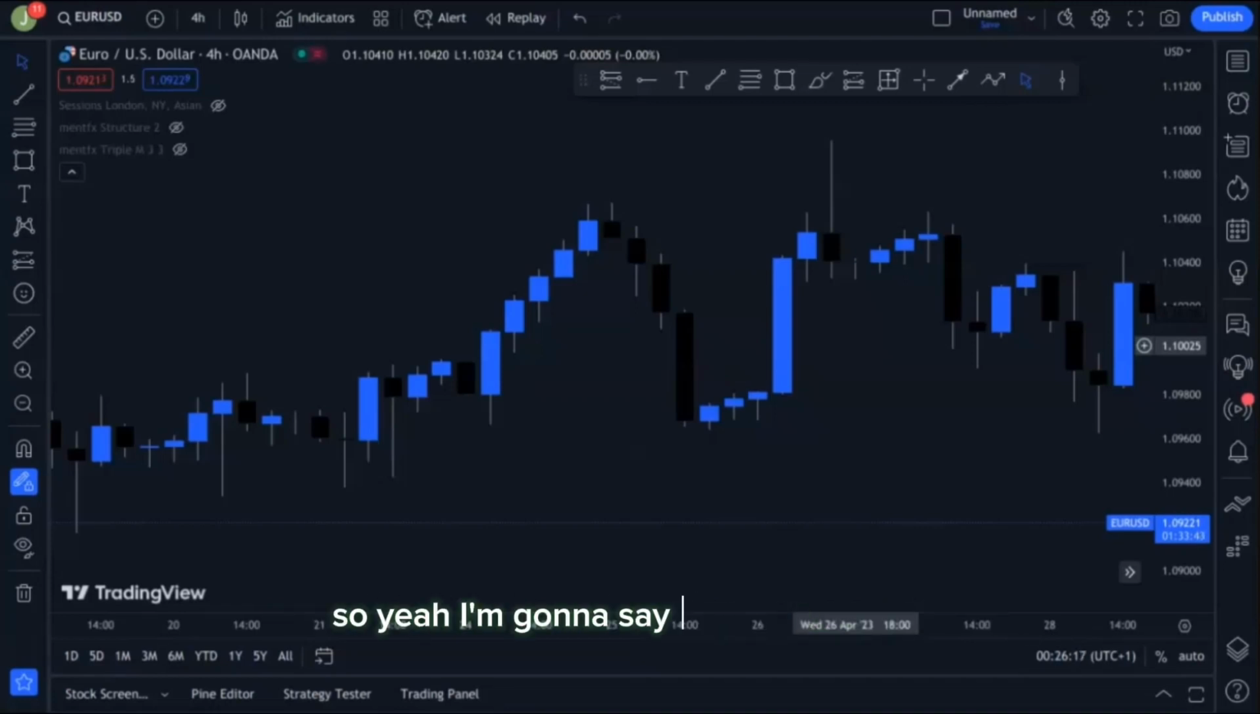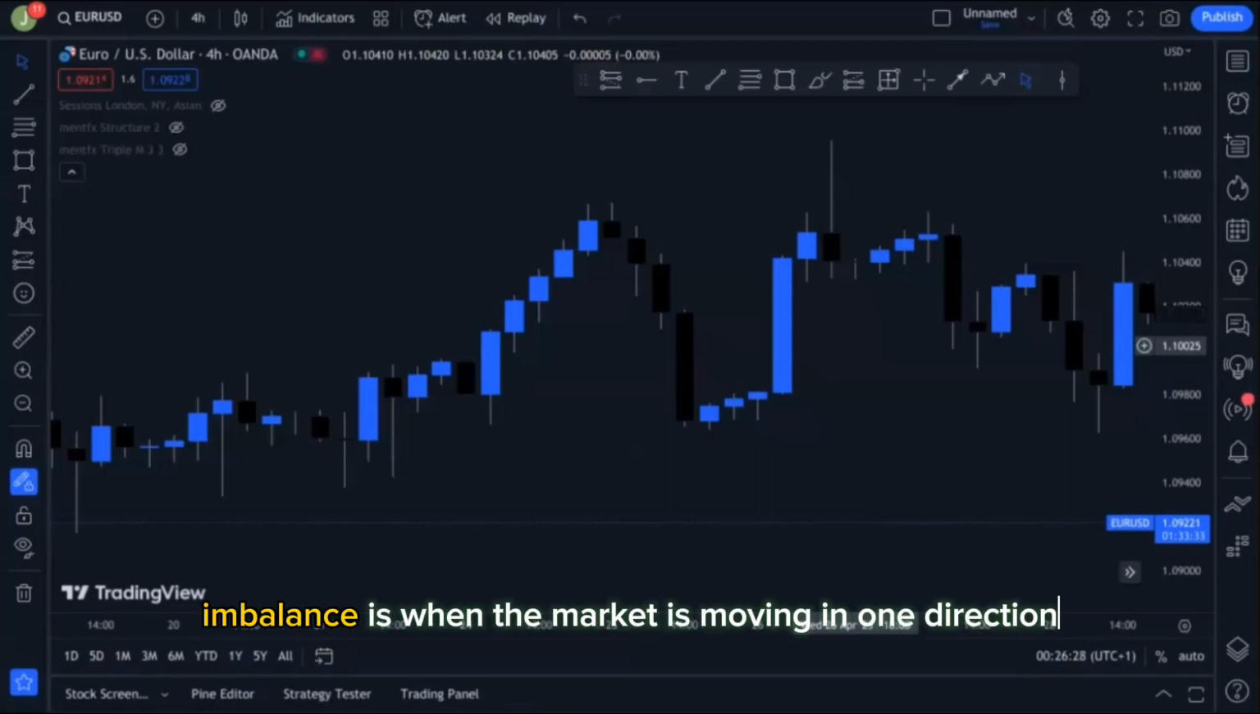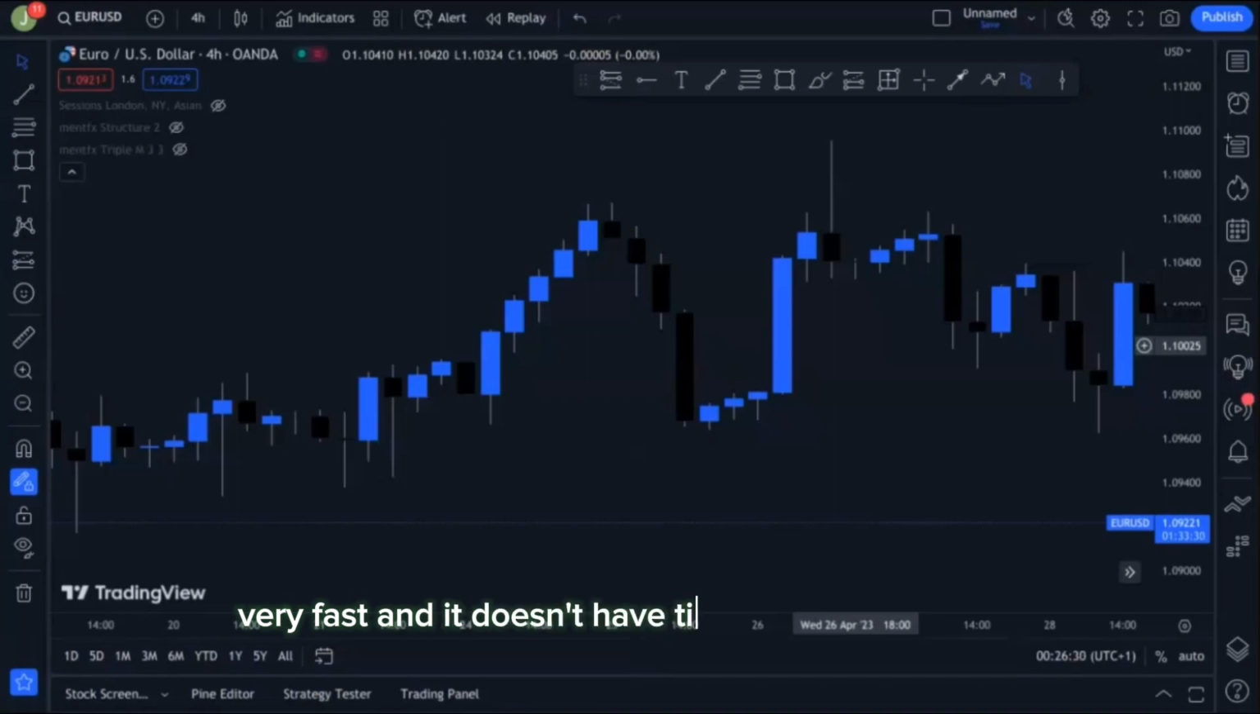So yeah, I'm going to say it one more time. Imbalance is when the market is moving in one direction very fast and it doesn't have time to rebalance itself and fill in the gaps, and it comes back later on to balance the market effectively.